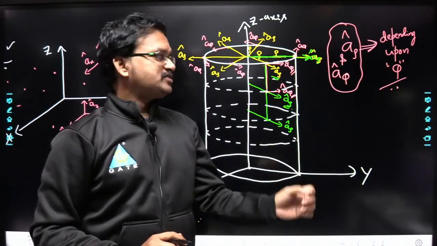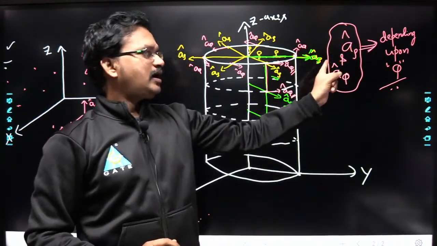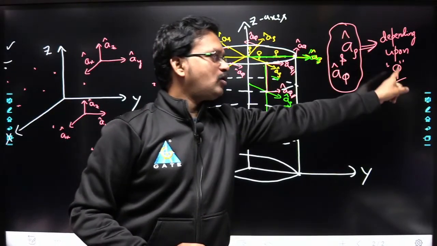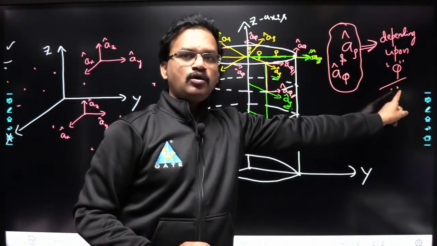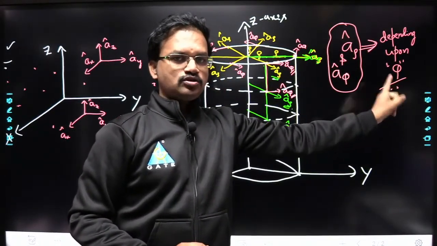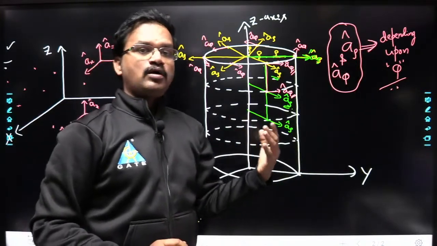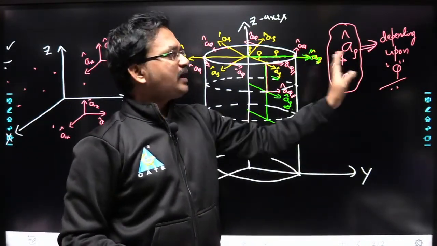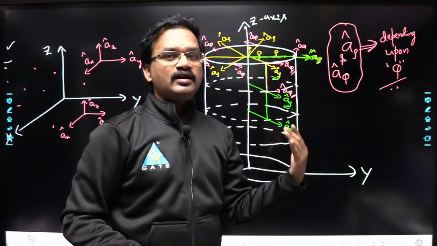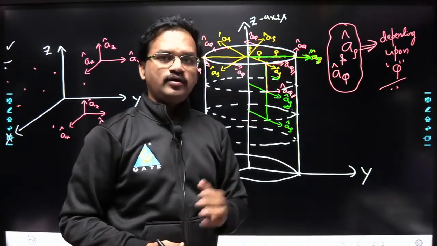Understood? It is going to change if and only if you change what? Phi. So that means the directions of a_rho cap and a_phi cap are going to depend only upon phi. Understood? Now we have to determine how they are depending upon phi, how they are related to phi. That's what we have to determine here.